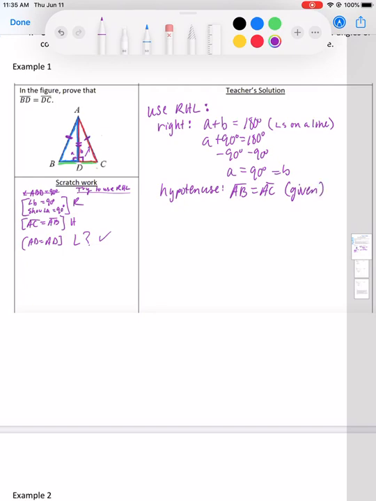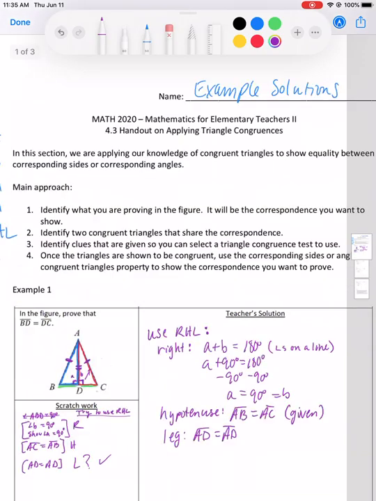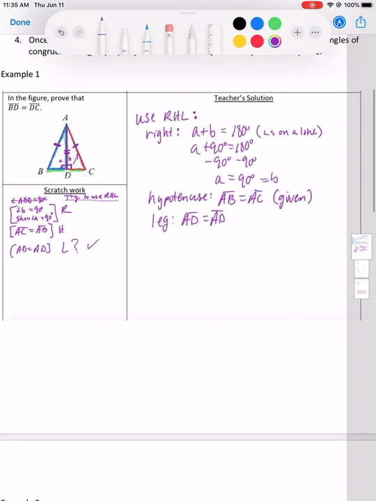Next we have our leg correspondence. The leg correspondence was AD equals AD. Okay, so the same segment from the blue triangle and the red triangle are equal to each other. And because of that, we can say that that's common side.